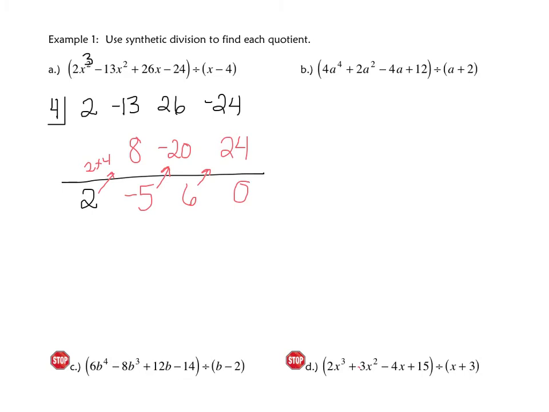Now remember this bottom row, this row of numbers, this is the coefficients of your answer. We started with an x to the third. If we divide, it brings the power down by 1, so this is 2x squared minus 5x plus 6. Remainder is 0. That's our answer.